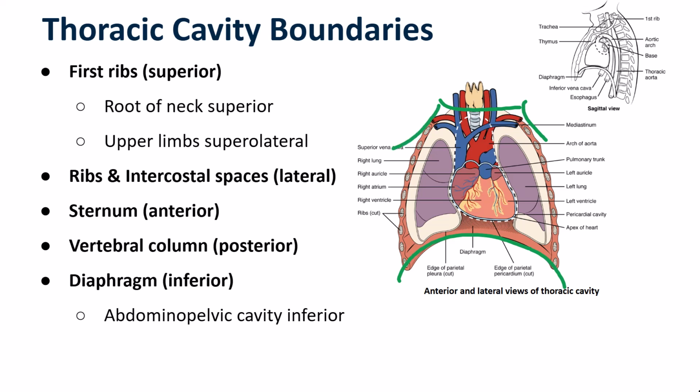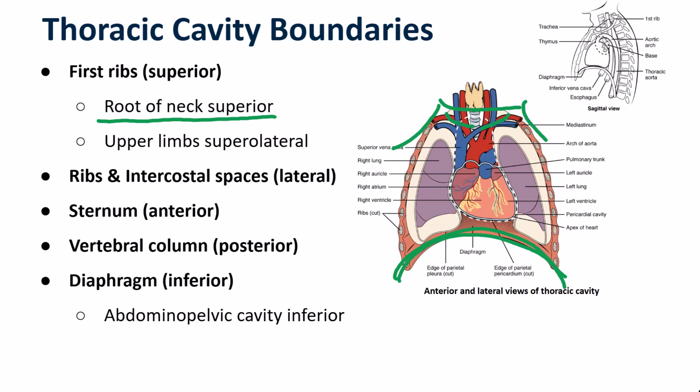But we can more narrowly define those boundaries. First of all, the superior boundary of the thoracic cavity are the first ribs. And so the root of the neck is where the first ribs exist, and we can think of the upper limbs as being superolateral to the thorax. The inferior boundary is that of the diaphragm. So we have the superior and the inferior boundaries.